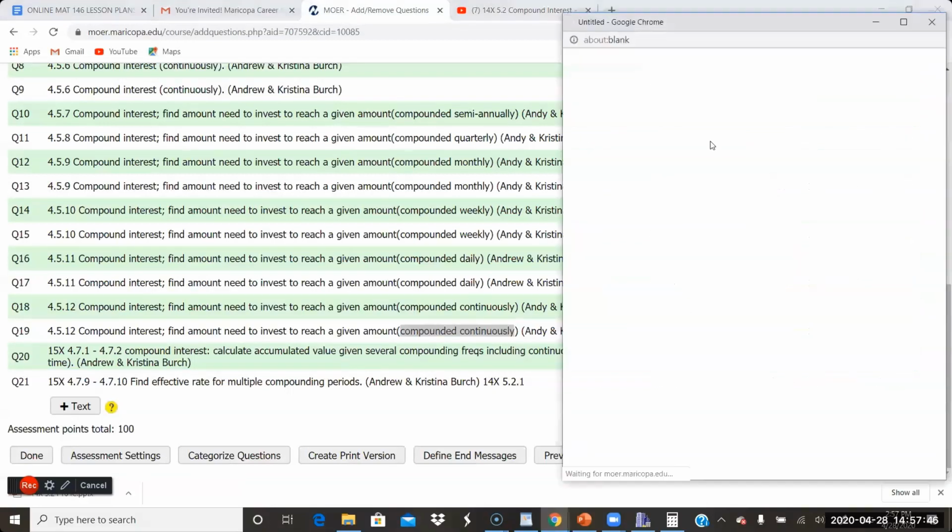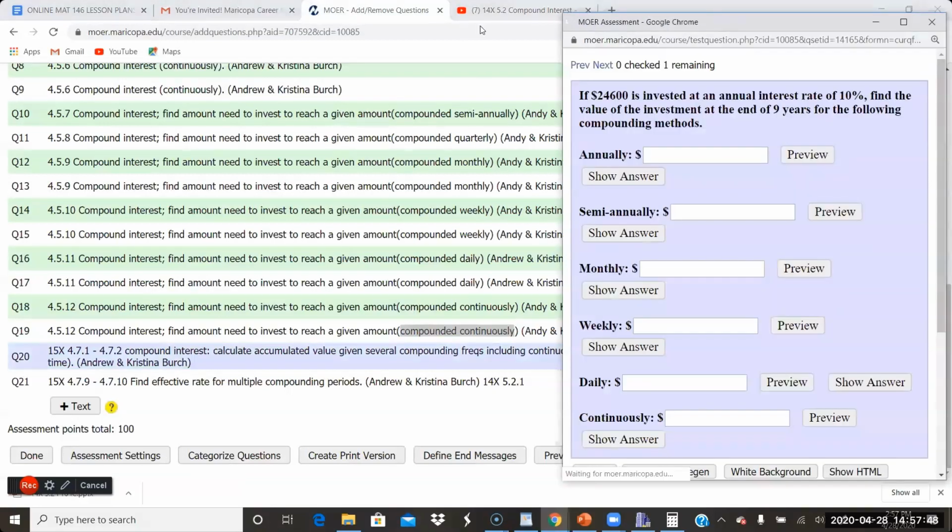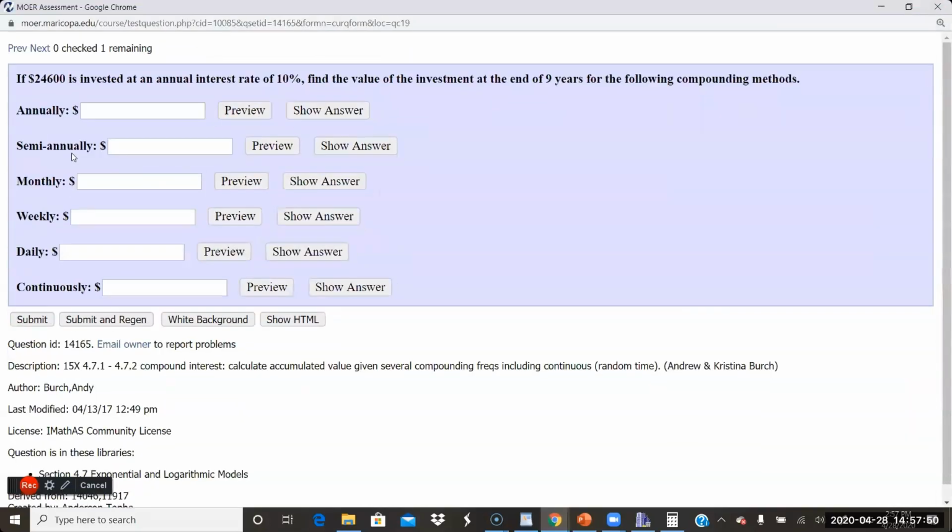Okay, this one. See how in your homework it's just like that? Annually, semi-annually, monthly, weekly, daily. Just remember, semi-annually means N equals 2. N equals 2 here, and then the continuously. So that PowerPoint example, if you get lost, walks you through it.